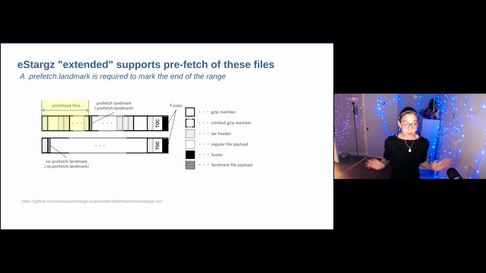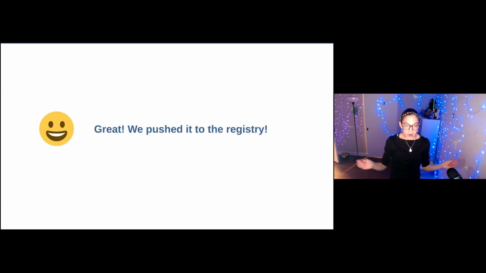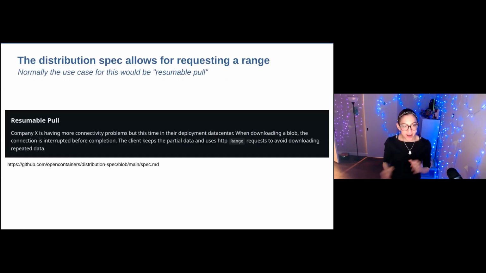Now, if you don't need to prefetch something so that it doesn't keep looking for it, we actually have a no prefetch landmark that appears at the beginning. So both of these are important. So great, we did this. We made our index. We pushed it to a registry. How does it get pulled, and what about the other contents in the container that we might actually need later? Let's talk about it.